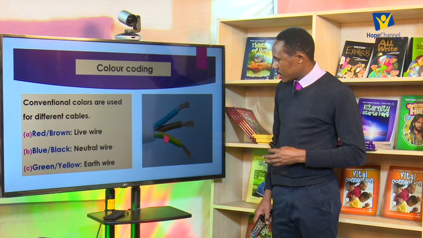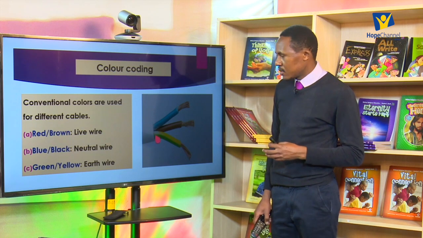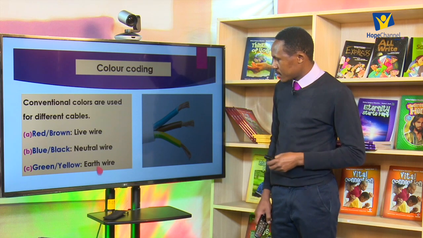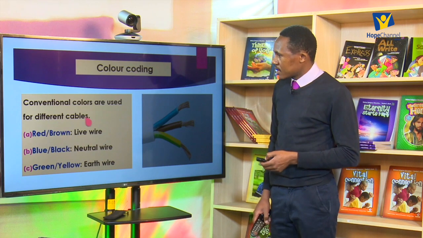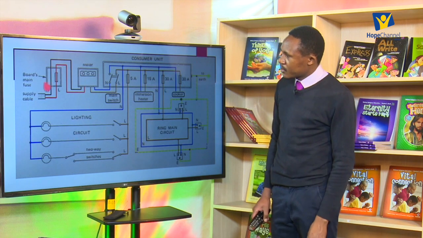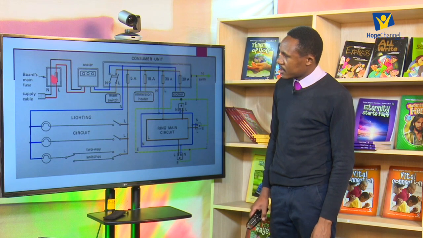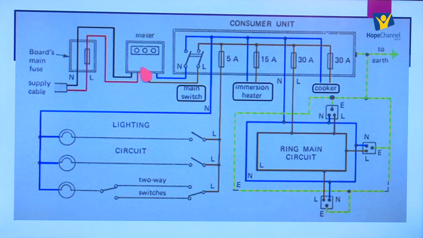Green, or yellow, or green with yellow stripes, then we talk of an earth wire. So with that, we can just go back to this diagram. You see that we have a black here. That tells us that this black color is the neutral wire. And then the red on the other side is a live wire. So where you see a red anywhere here, that is a live wire. Where you see black, that is a neutral wire. Or we can use a blue for the neutral wire. So we can follow it again so that we have some understanding of what is happening here.